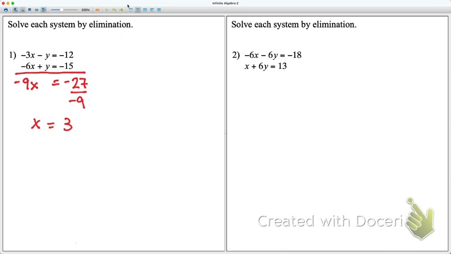We have x, so we need to find what? Y. So put it into the top equation. Okay, it doesn't matter. Put it into whatever equation you want. We all better get the same answer.